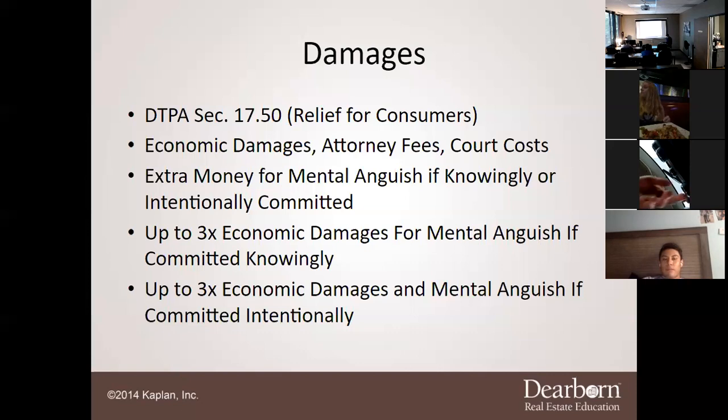Extra money for mental anguish, if it was knowingly or intentionally committed. So even your mental anguish, you can claim for that. Up to 3 times economic damages for mental anguish if it was committed knowingly or intentionally. Like I said, 3 times. Even mental anguish, you can sue for that. I don't know how you would prove that. You really probably wouldn't at that point.